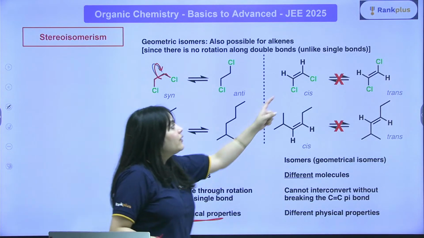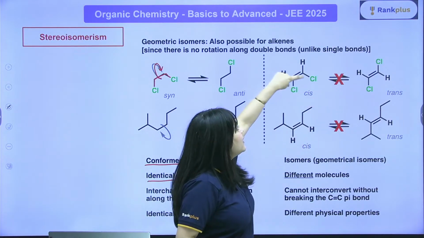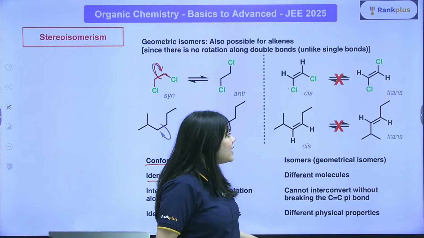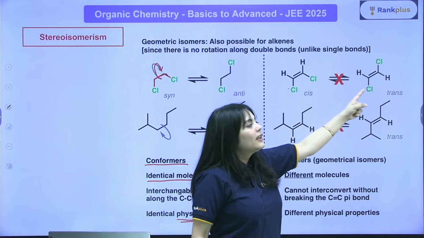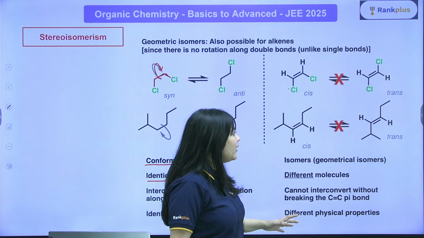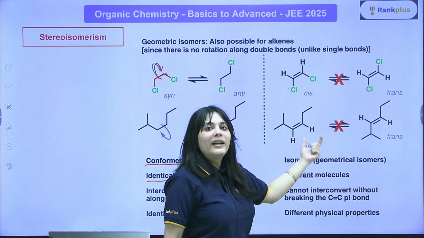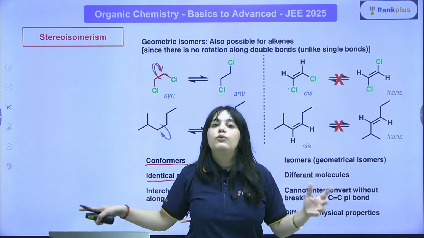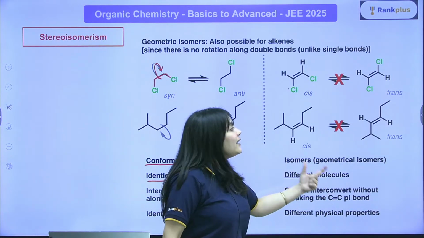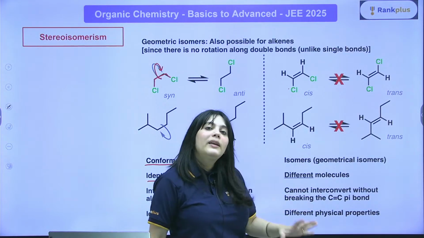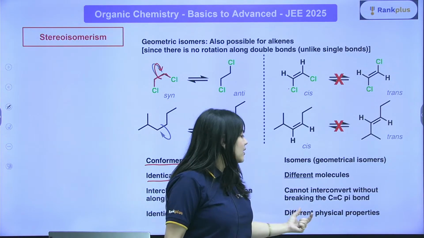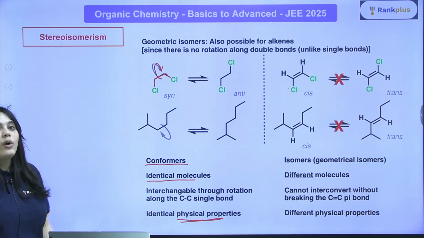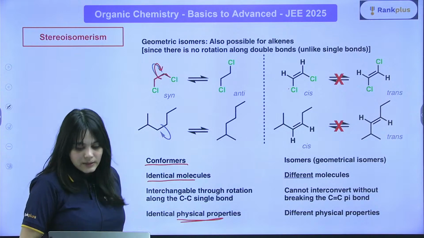But if we introduce a multiple bond in it, then this cis one and the trans one are not the same molecules. Understand? You cannot rotate this molecule into this molecule. Rotation is prohibited. Same thing is mentioned. These are geometrical isomers. These are isomers. These are conformers. Both are different things. These are different molecules. They cannot be interconverted to each other through rotation. They have different physical properties. Very, very important. Because these are separate molecules, they have different physical properties.